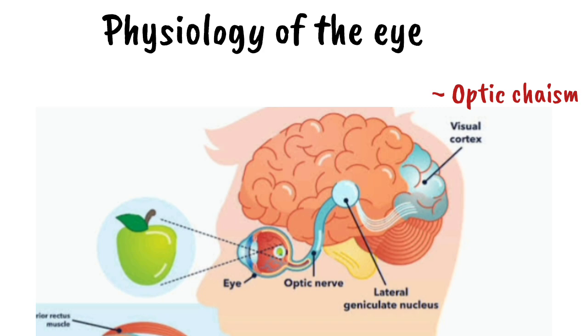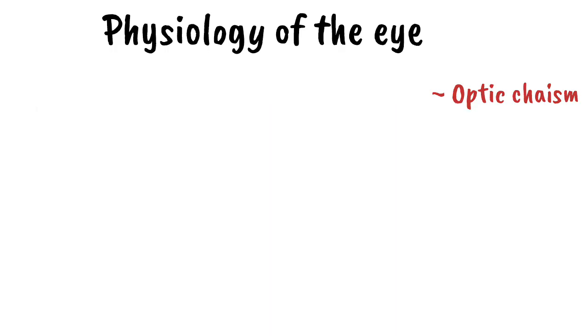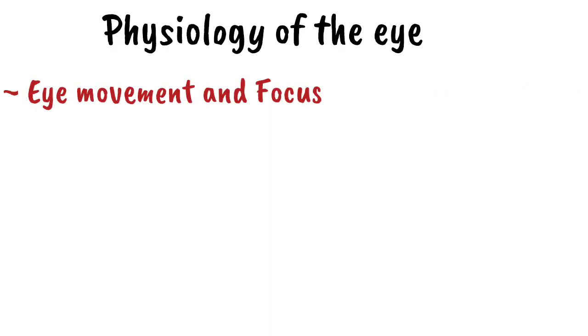now. Now, let's talk about eye movement and focus. The eye isn't a passive camera, it moves constantly, and those movements are controlled by 6 extraocular muscles. These muscles help the eye to look up, look down, look left and right, and then to look diagonally.